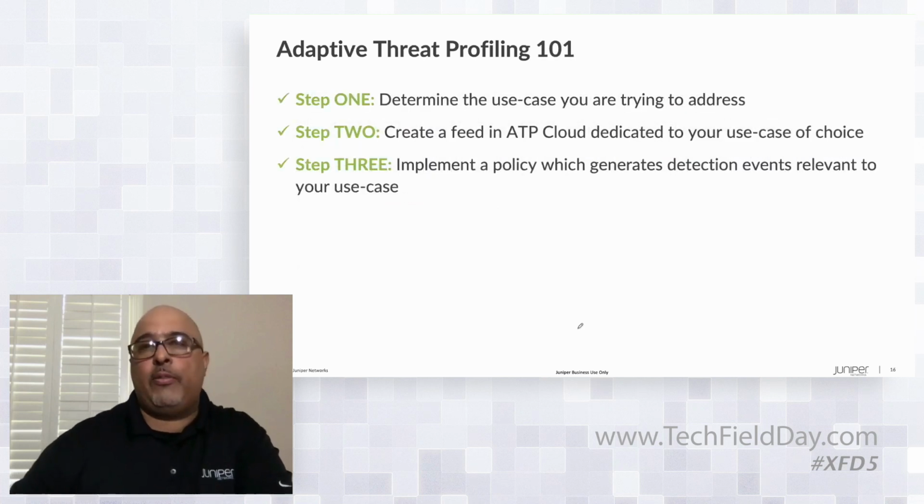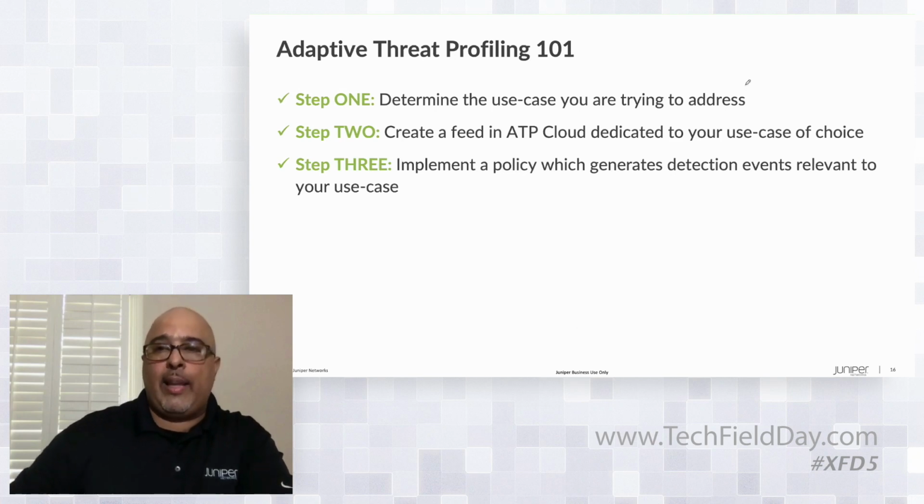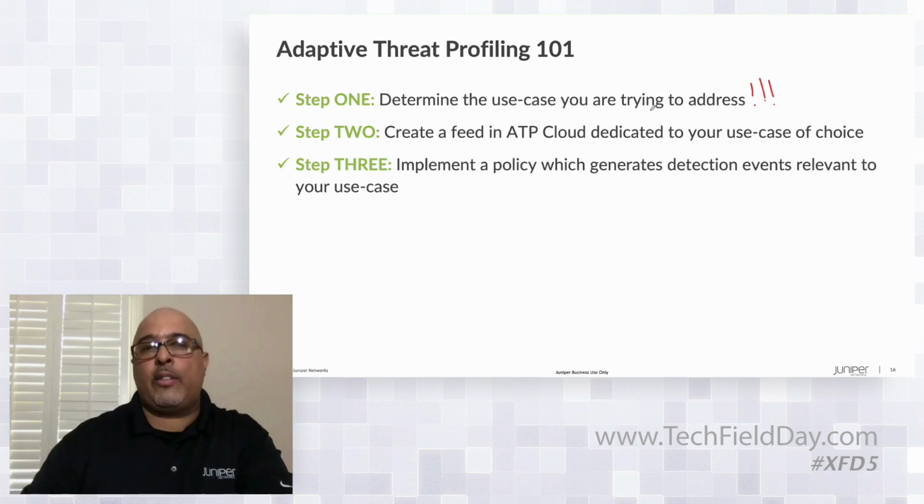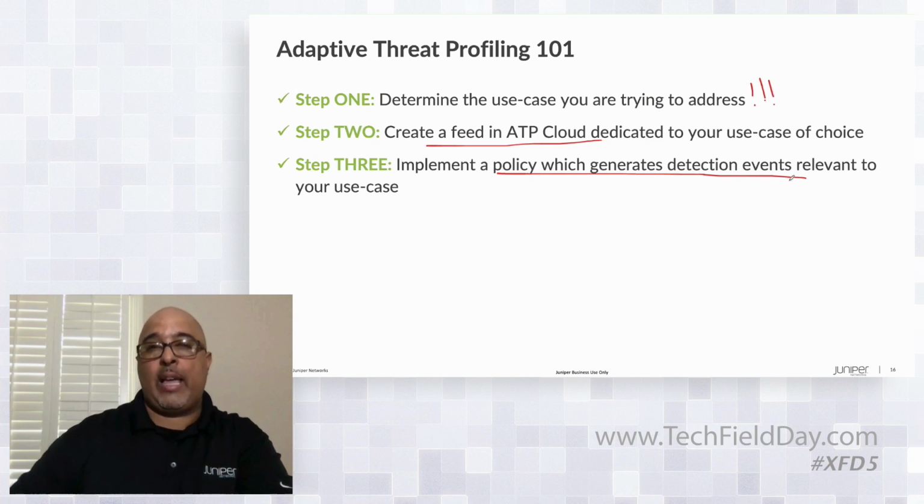Okay, adaptive threat profiling 101. The very first thing is to determine your use case. I cannot overemphasize this enough. You do need to be clear in your thinking, right? So determine the use case that you're trying to address. Once you do that, create a feed in the ATP Cloud dedicated to the use case. And then third, create a policy that will generate detection events related to that use case.